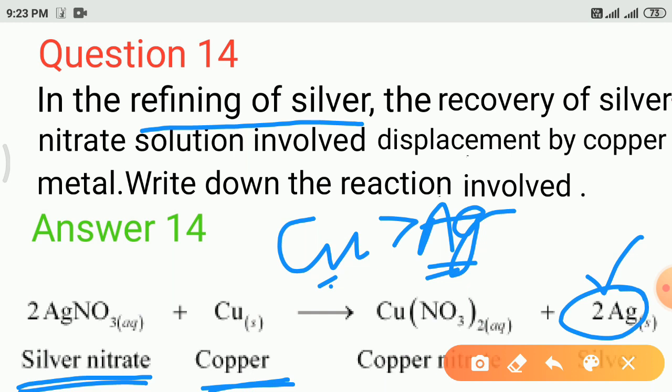So this is the reaction: 2AgNO3(aq). Aq means aqueous solution, that is, solution in water. Plus copper solid gives copper nitrate plus 2Ag, silver.